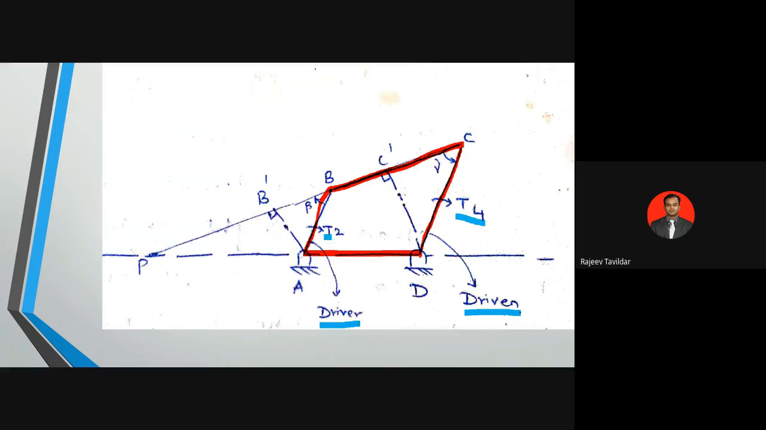Remember, the input torque and the output torque are not the same. That's why their names are different. It is T2 and T4. Some of the torque from input to output will be reduced because of the joint and the friction created at those joints. Okay, so this is our base construction.